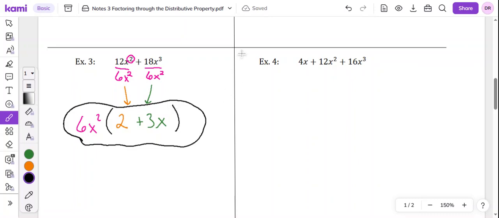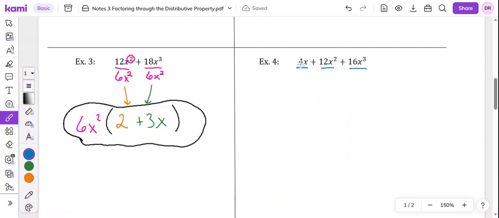And one more. These were all cases where we had 2 terms. We can do as many terms as we need to. In example 4, we see 3 terms. We have a trinomial over here, and we're going to divide it by as much as we can. So we set this one up. We have 4x, 12x squared, and 16x to the third.